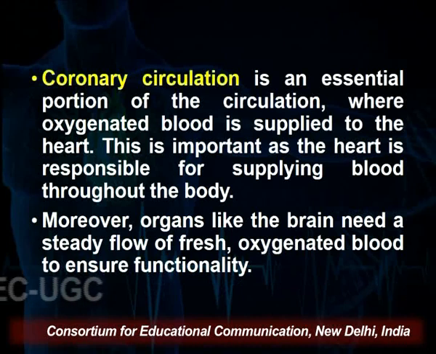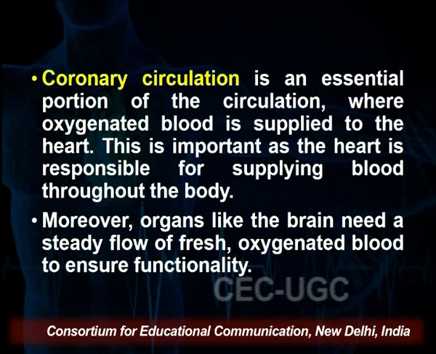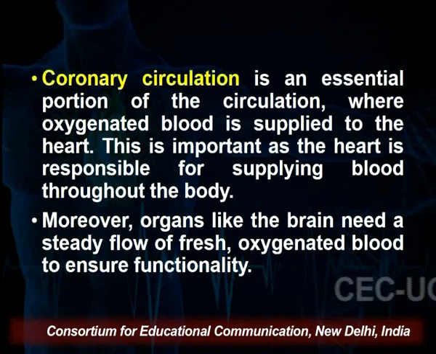Moreover, organs like the brain need a steady flow of fresh oxygenated blood to ensure functionality. In a nutshell, the circulatory system plays a vital role in supplying oxygen, nutrients and removing carbon dioxide and other waste from the body. Let us gain a deeper insight into the various anatomical structures of the heart.